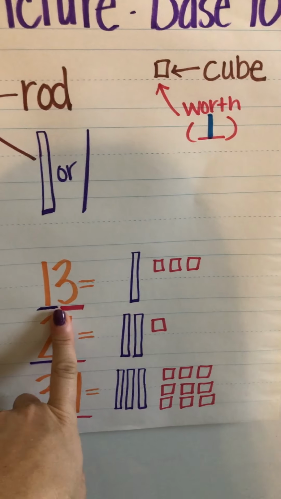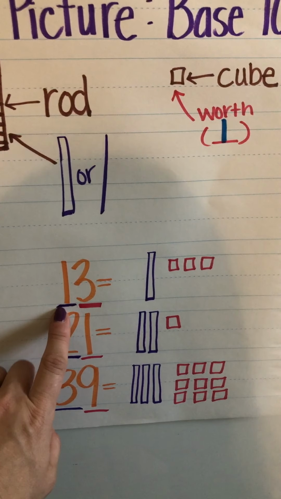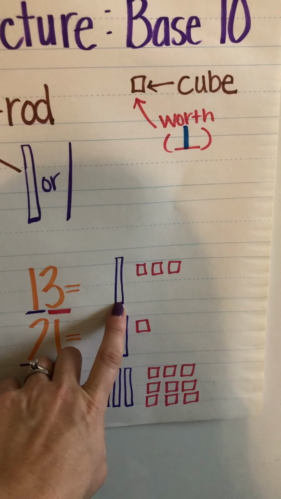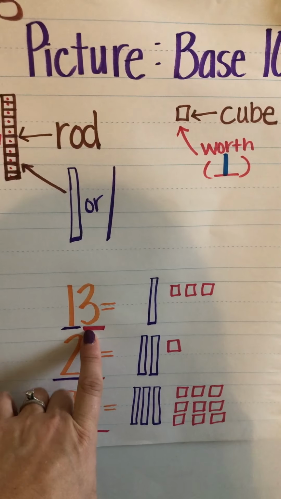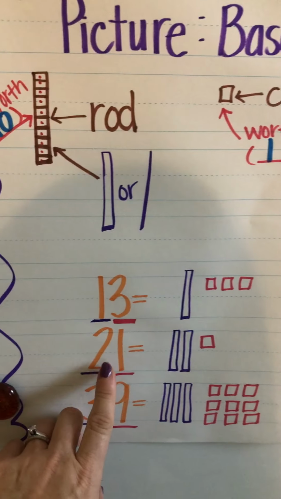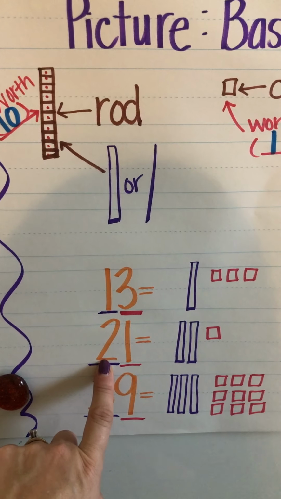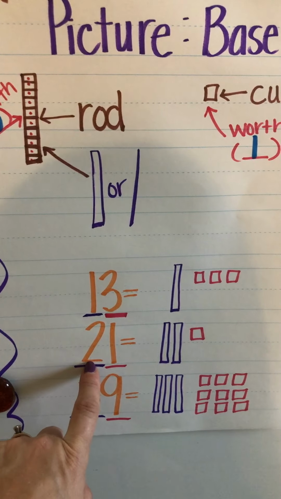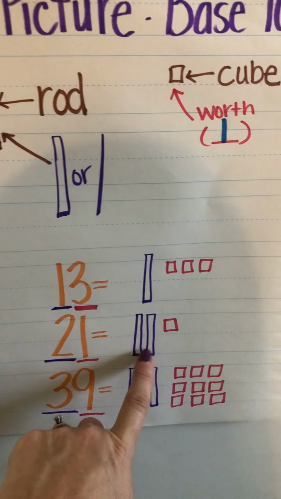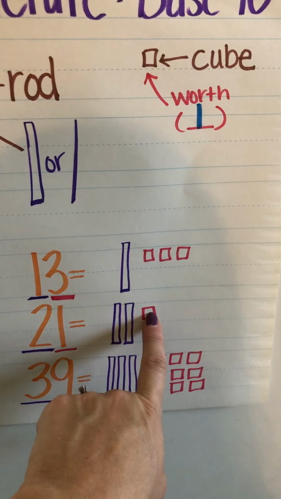All right, so looking at the number 13, we're gonna look at our tens place. How many is this telling us that we have of tens? 1. So we draw 1 rod. How many is in our ones? 3. 1, 2, 3. All right, how about 21? This 2 in the tens place is telling us how many groups of tens do we have? We have 2 groups of tens, 10, 20, 21.